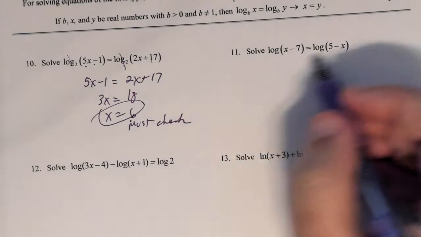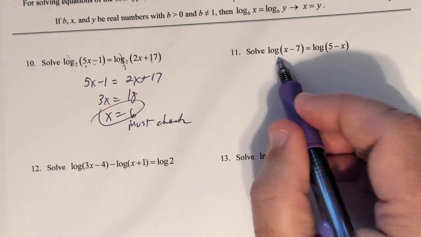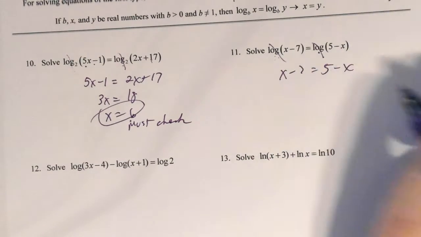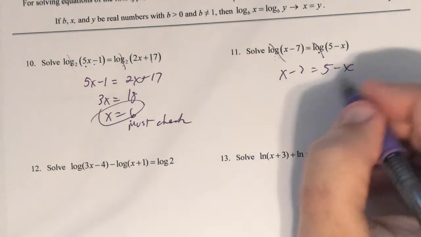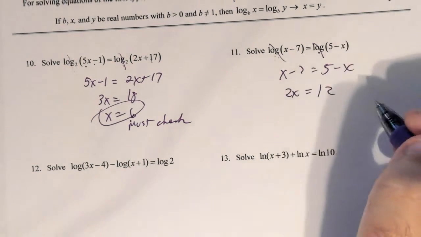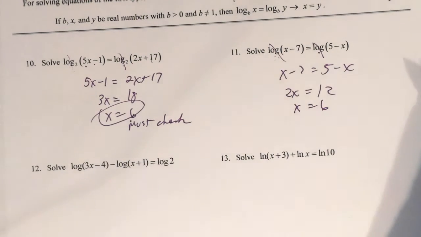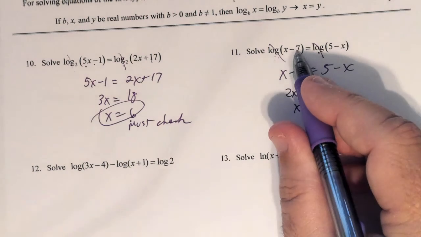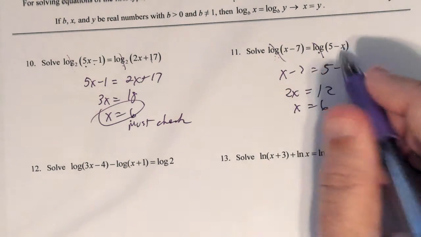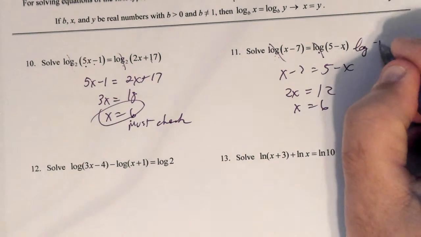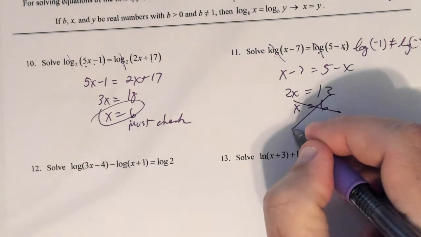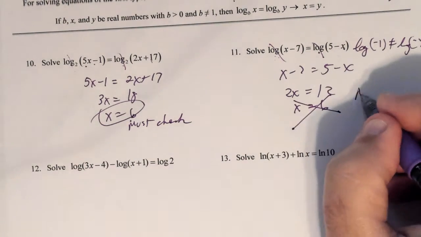Okay, so let's look at this next one. Log base 10, good, so I can count those out. I have x minus 7 is equal to 5 minus x. We'll solve. So this is going to be 2x is equal to 12. X is equal to 6. Hey, so I got 6 again. That's interesting. But we're going to plug this in, and notice 6 minus 7, that's negative 1. 5 minus 6, negative 1. And remember, log of negative 1 cannot equal log of negative 1. So that means this does not work. It's extraneous. So there is no solution.